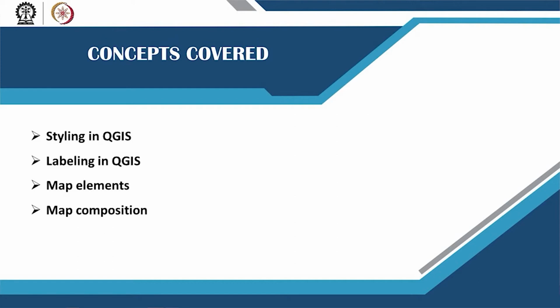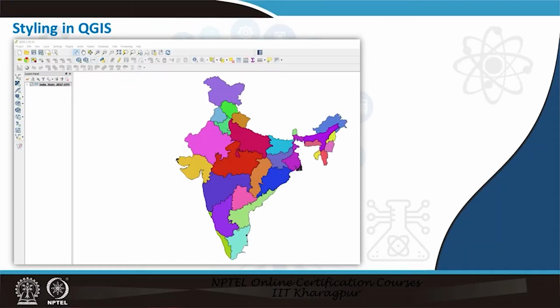So basically we will import a shapefile to QGIS and style it something like this, and finally we will export this composed map to an image or PDF. We will directly jump into the QGIS software now.